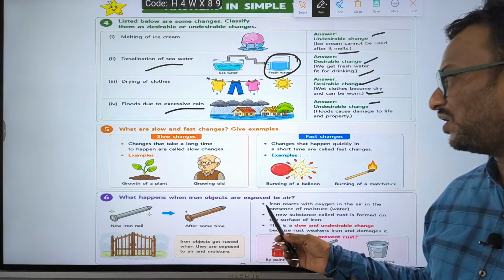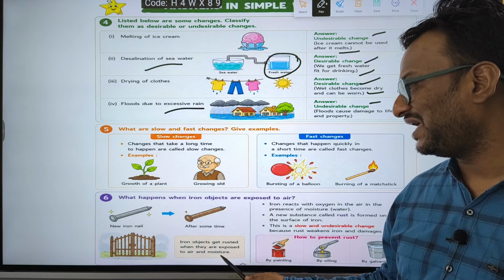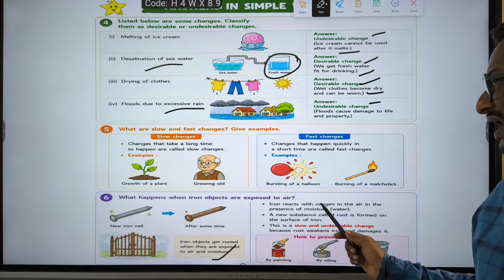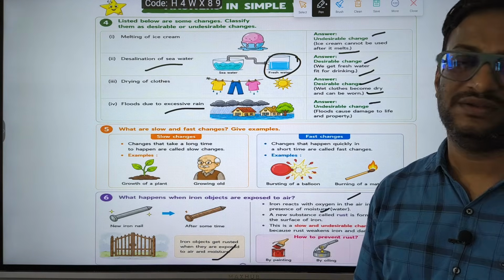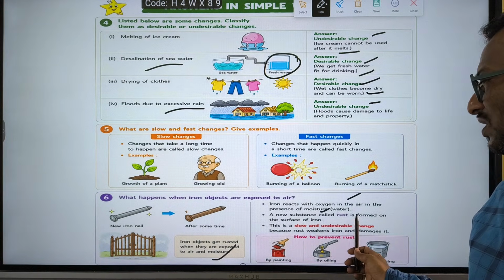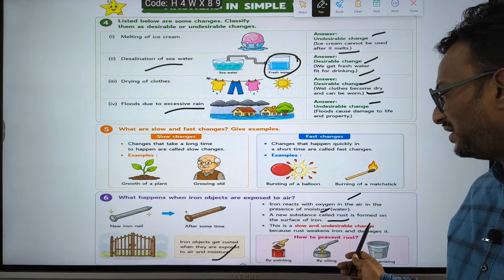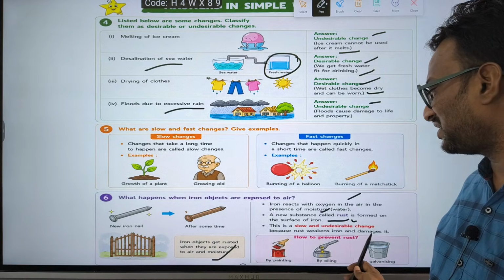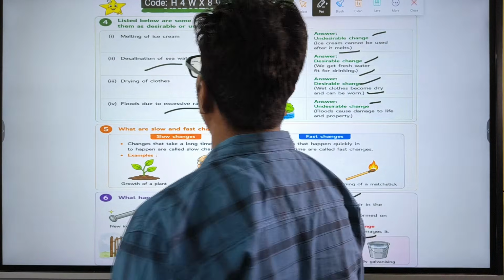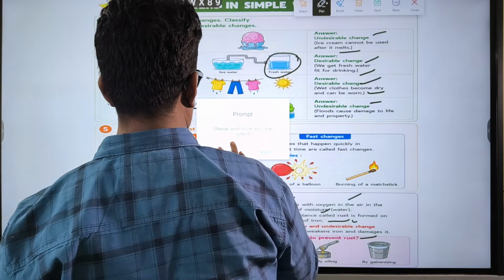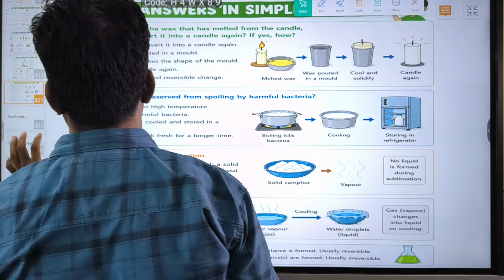What happens when iron objects are exposed to air? Iron objects get rusted when they are exposed to air. Iron reacts with oxygen in the air in the presence of moisture. A new substance called rust is formed on the surface of iron. This is a slow and undesirable change because rust weakens the iron and damages it. Okay, rust weakens the strength of iron. So it is an undesirable change.